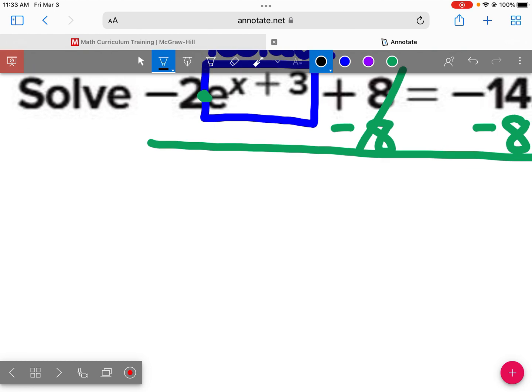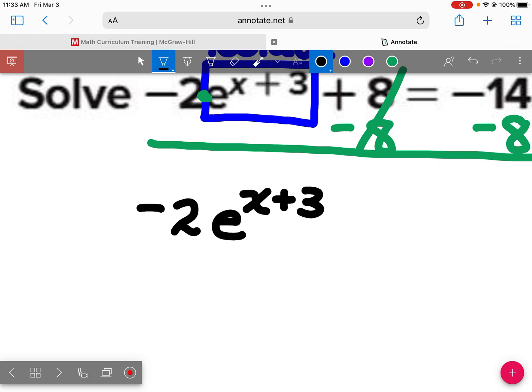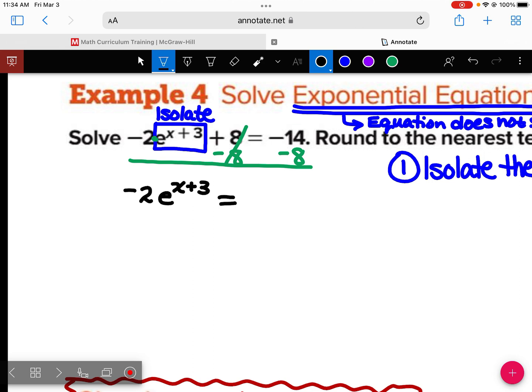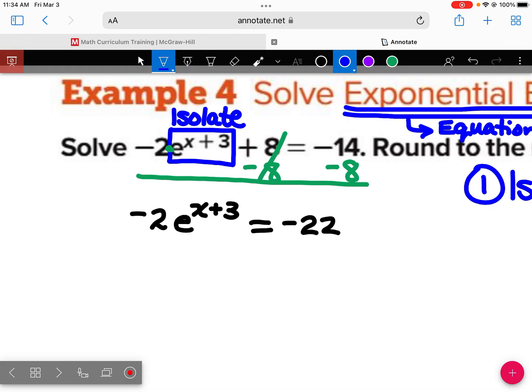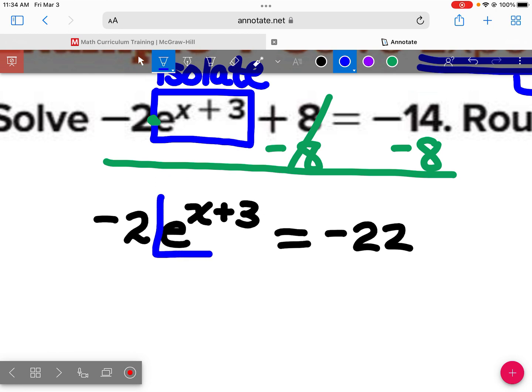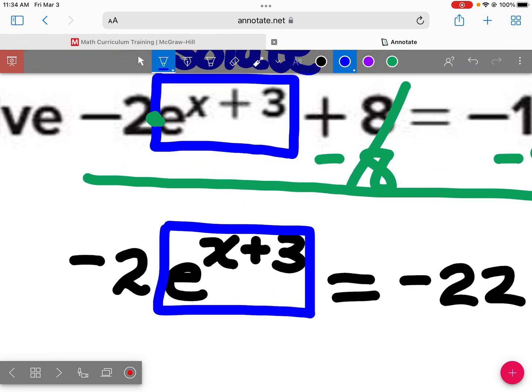All right, so I would have -2 e to the power of x plus 3 equals what? What is -14 minus 8? -22. Have I isolated the base with the exponent on it? No. Here's the base with the exponent on it. I still need to isolate this. It's not alone.